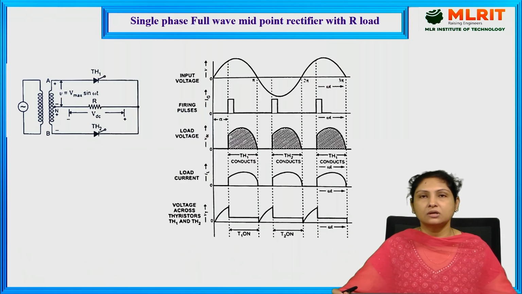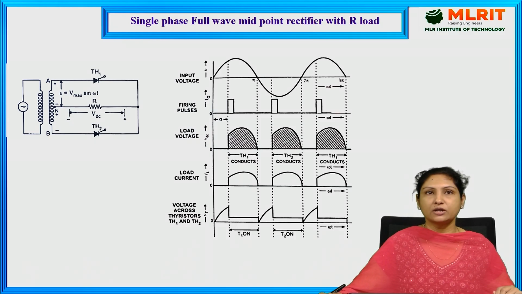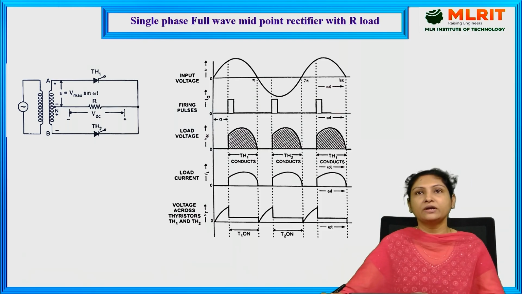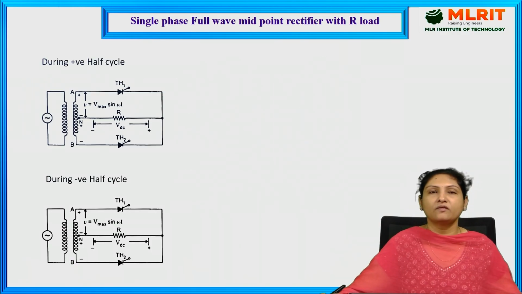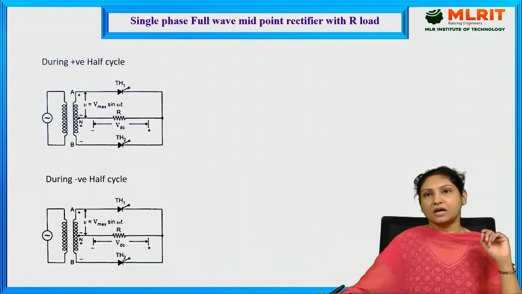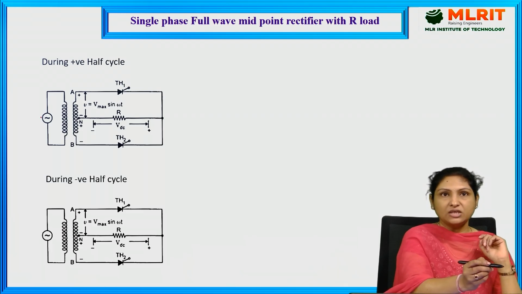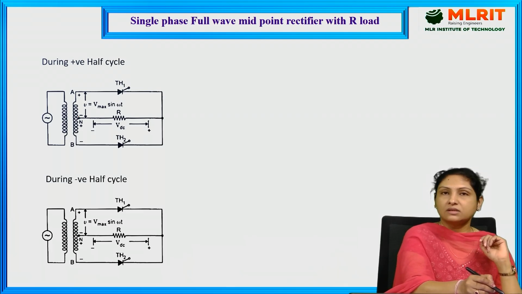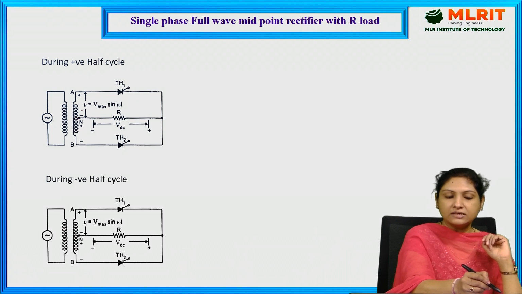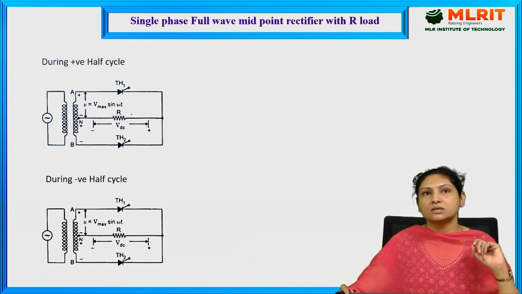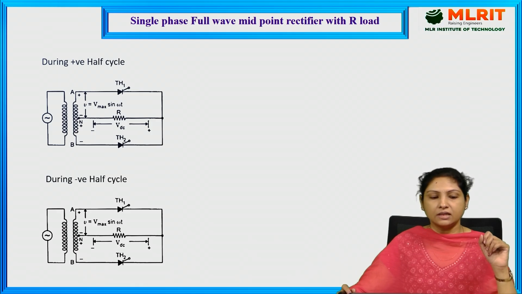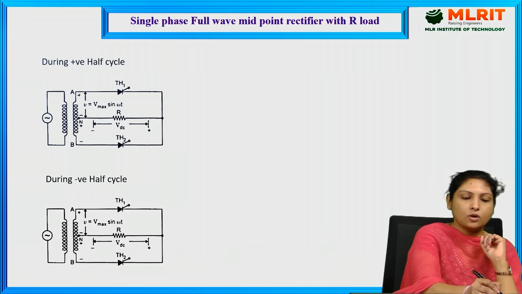In today's lecture, I'll be discussing the single phase full wave midpoint rectifier with resistive load. If you see, there is a circuit diagram of the single phase full wave midpoint rectifier. Here we will be taking a single center tap transformer where the primary of the transformer will be connected to the supply voltage, and at the secondary of the transformer, the center tapping is taken and connected to the resistive load, such that during the positive half cycle, the polarities will be like this: positive, negative and positive, negative.